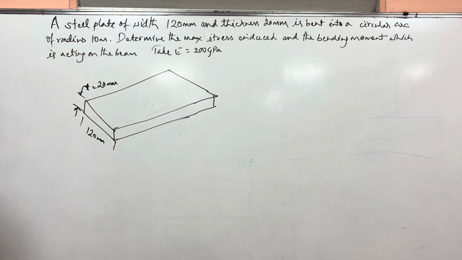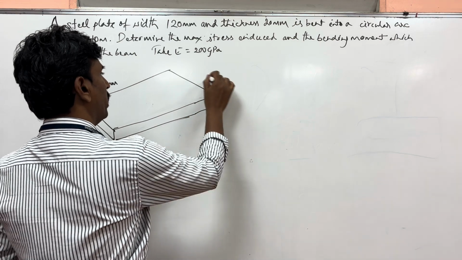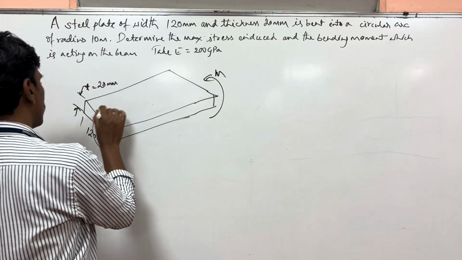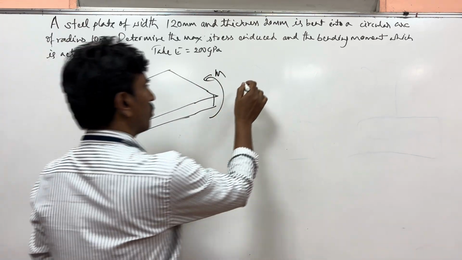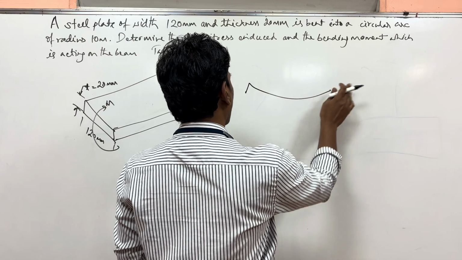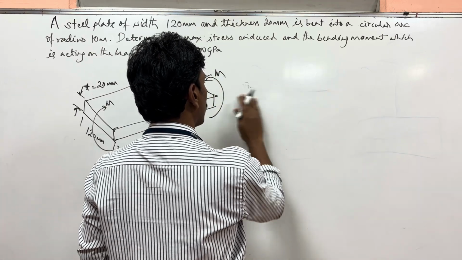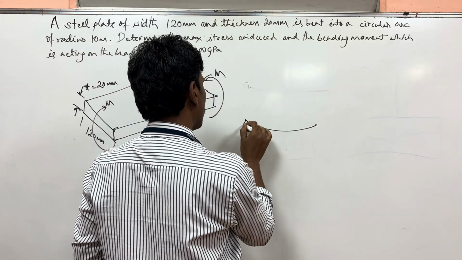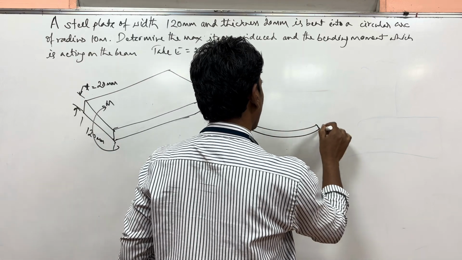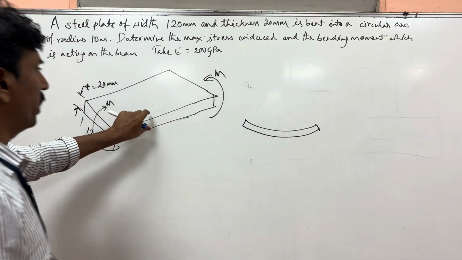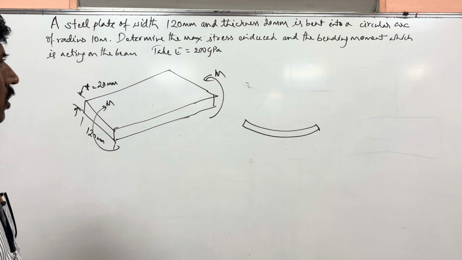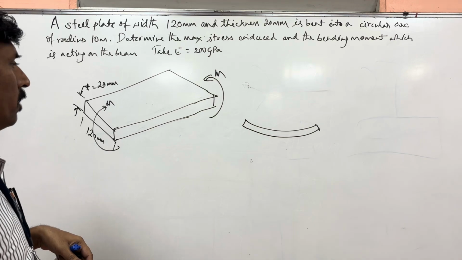this plate is bent into a circular arc of radius 10 m. So that means we are applying a moment here. We apply a moment on this beam so that it bends into a circular arc. Let me show it like this. It bends into a circular arc something like this. Now this beam bends into a circular arc of 10 meter radius.